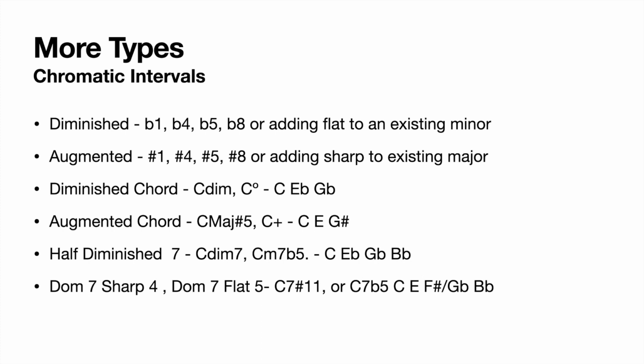Half diminished sevenths. So if I have a C diminished seventh or C minor seventh flat 5, there's a spelling there, C, E flat, G flat, B flat, and dominant seventh sharp 4s, and a bunch of other chord symbols I don't want to get into right now. But you have like a C7 sharp 11, C7 flat 5, and it tells you what notes to play. All right.